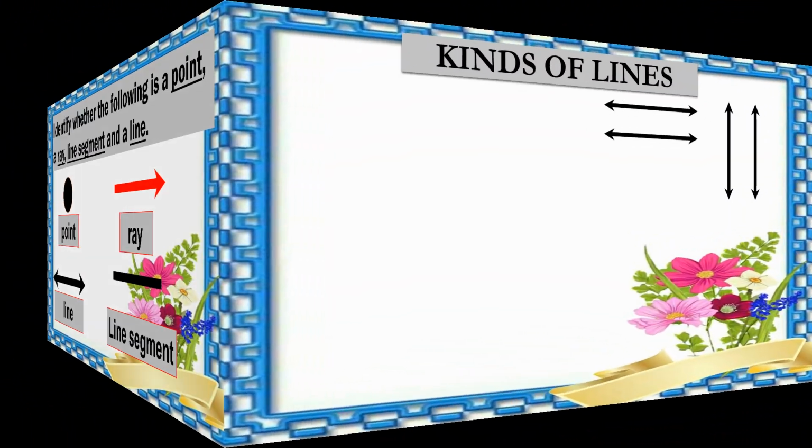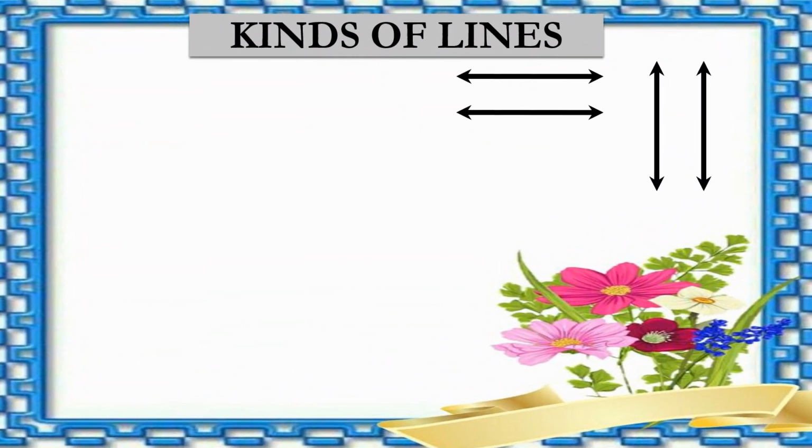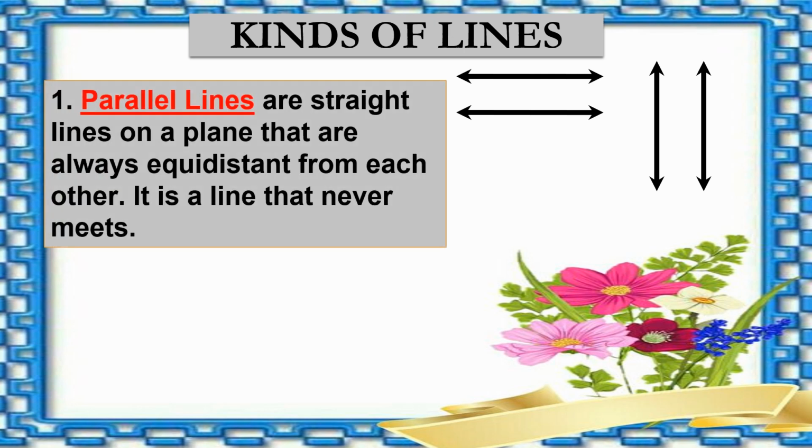Now let's proceed to the kinds of lines. We have here number 1. Can you tell me what kind of line is this? Yes, this is parallel lines. So when we are talking of parallel lines, these are straight lines, two or more lines on a plane that are always equidistant. Equidistant means they are of the same distance from each other. That's why they will never meet no matter how long you extend them. Again, these are parallel lines.